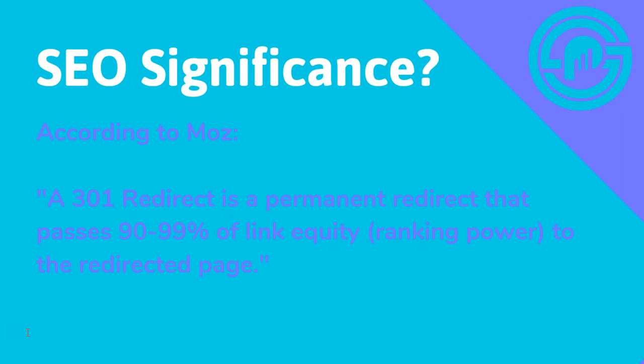to Moz, and this is really the conventional thinking in SEO, is that a 301 redirect is a permanent redirect that passes 90 to 99% of link equity, aka ranking power, to the redirected page. So this is very, very important. This is why it's important to get your 301s right, but it also alludes to the fact, or you can pick up the context, that you're not getting all of the power.